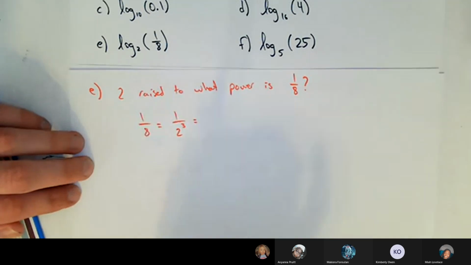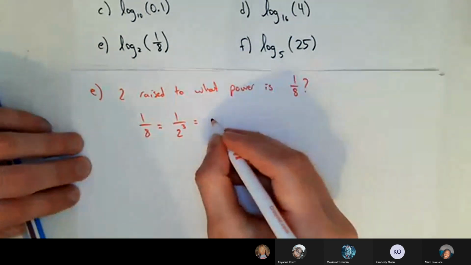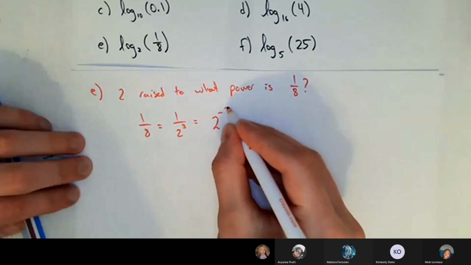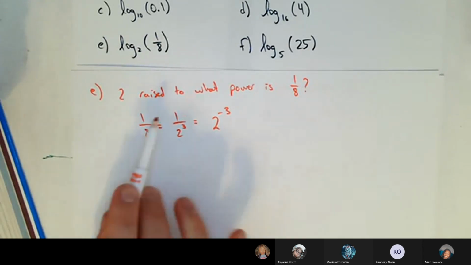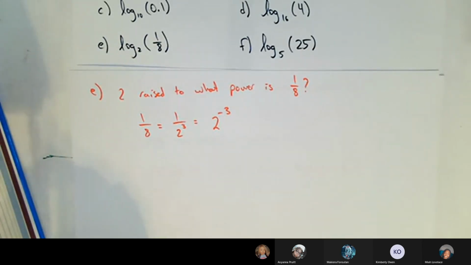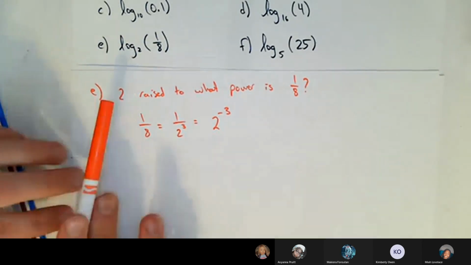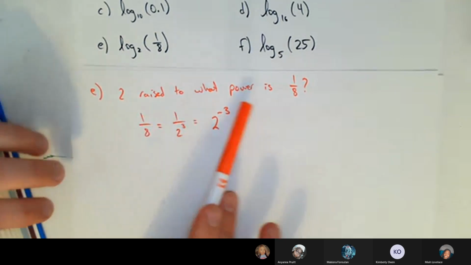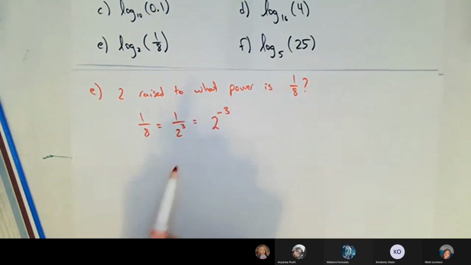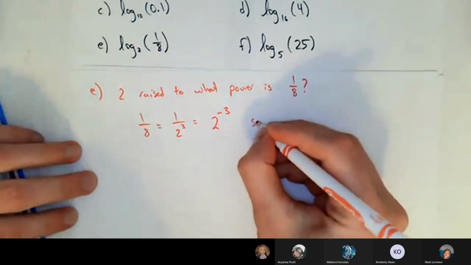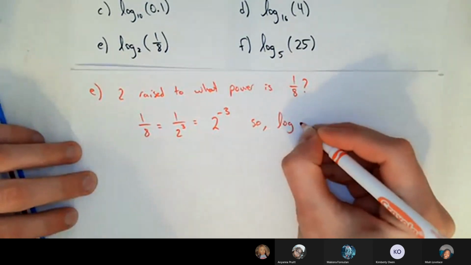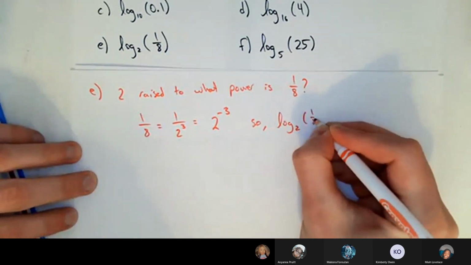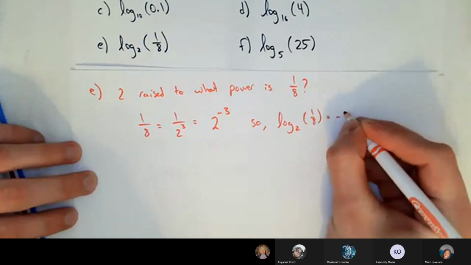Not just 1/2, but 2 raised to some power. But that's easy because I remember that I can just flip them and put a negative on the exponent. And now I have it. 2 raised to what power is 1/8? Well, 2 raised to the -3 is 1/8. So log base 2 of 1/8 is equal to -3.